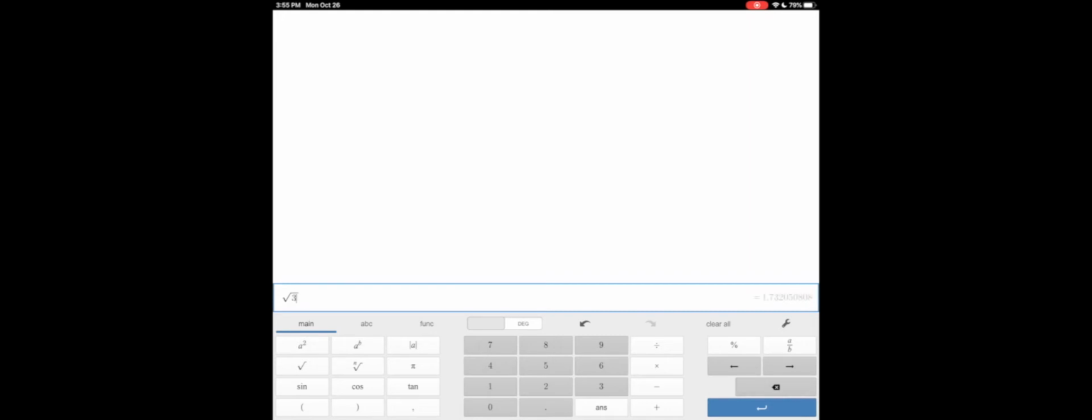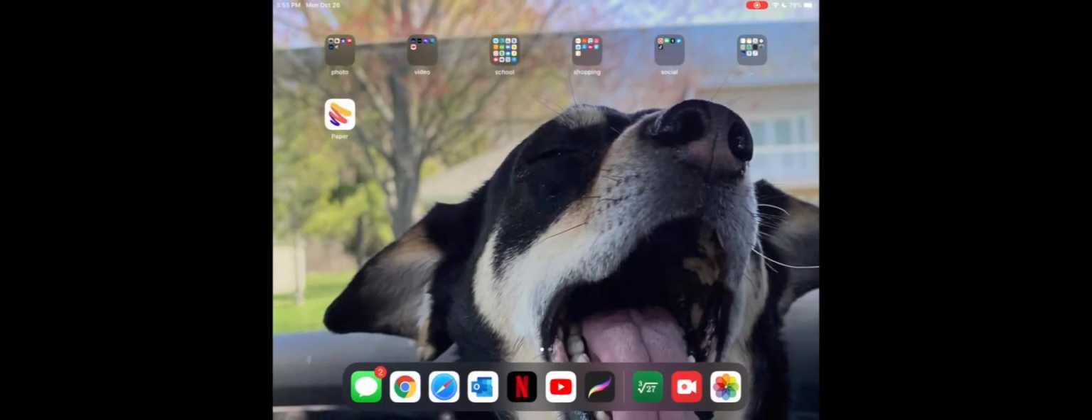Next was 36. That's 6, so that's a perfect square. Next is 49. That's 7, so that's a perfect square. And the last one was 68. That's a decimal, so square root of 68 is not a perfect square. So that means the square root of 68 is irrational. So the answer was green square, because the square root of 68 is irrational.